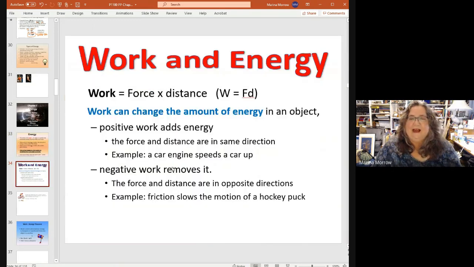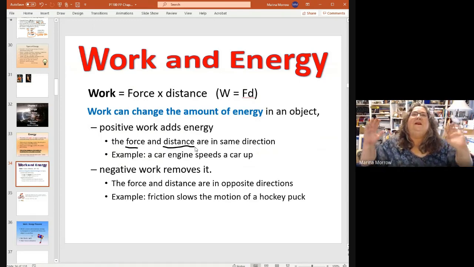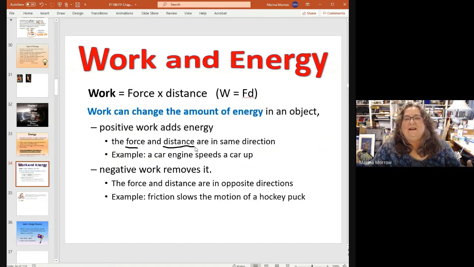Okay, so we saw this slide before, and now we're going to examine it a little more. So work can change the amount of energy in an object. Positive work adds energy. And when you have positive work, that's when the force and the distance are in the same direction. So you're pushing on that lawnmower, and so you are doing work, and you're adding energy to the lawnmower. A car engine speeds a car up.